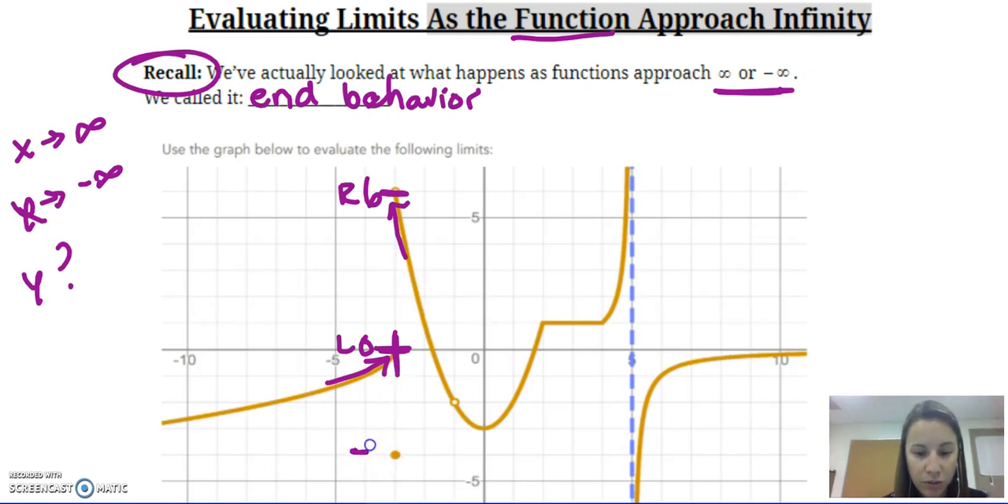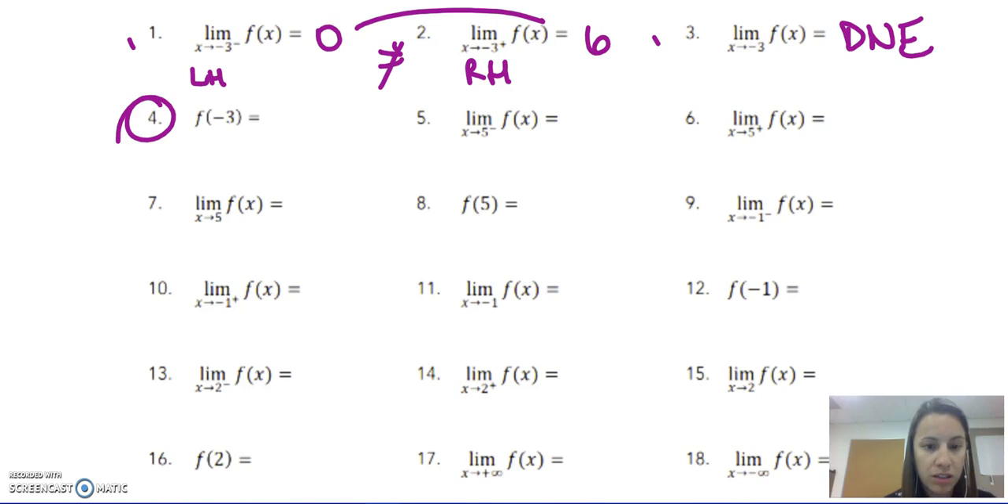The function value f of -3 is actually this height right here where this dot is, which looks like it's at -4. All right, so we just covered everything that's happening at -3. Now I would like you to try the problems related. It looks like 5, 6, 7, and 8 are all related to the function value of 5. So I want you to do those problems and I'll come back and talk about those with you in just a second.